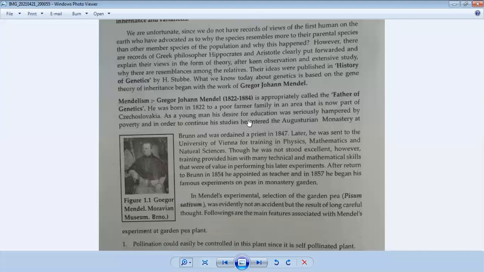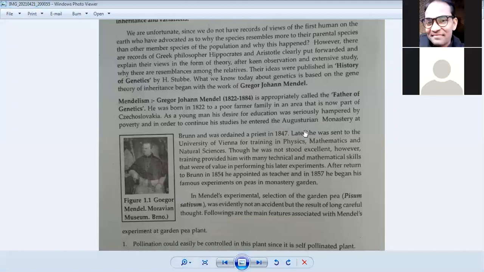As a young man, his desire for education was seriously hampered by poverty, and in order to continue his studies, he entered an Augustinian monastery at Brunn and was ordained a priest in 1847. It means he completed his graduation and started working as a priest in one of the universities. Later on, he was sent to the University of Vienna for training in physics, mathematics, and natural sciences.